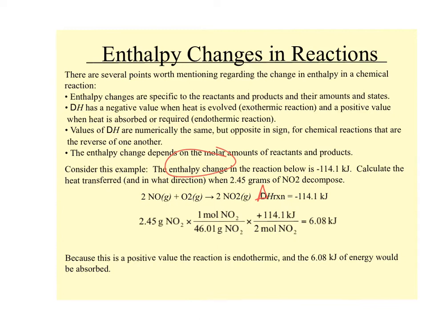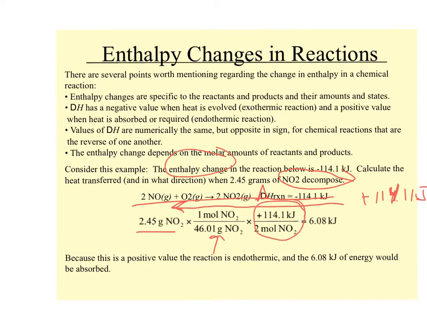The delta H of reaction in this reaction is minus 114.1 kilojoules. But what we're asked is about the decomposition reaction, which is the reverse of the reaction. If it's the reverse of the reaction, we just reverse the sign, 114.1 kilojoules, right? And it's a positive 114. And so, again, if we know that that's the reverse of the one that's listed, we can find the number of moles using a molar mass. Once we use that molar mass, then we use the stoichiometry that is given in that reaction, and we find the total for that 2.45 grams.